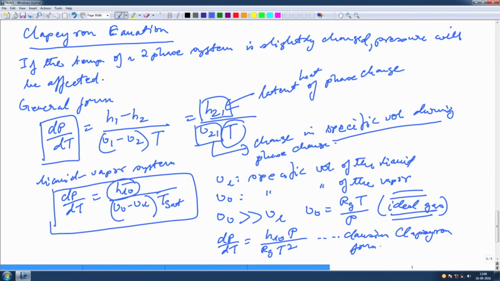Got it? So, this was the Clausius equation. This particular slightly revised form is called the Clausius-Clapeyron equation. Clear on this particular part?